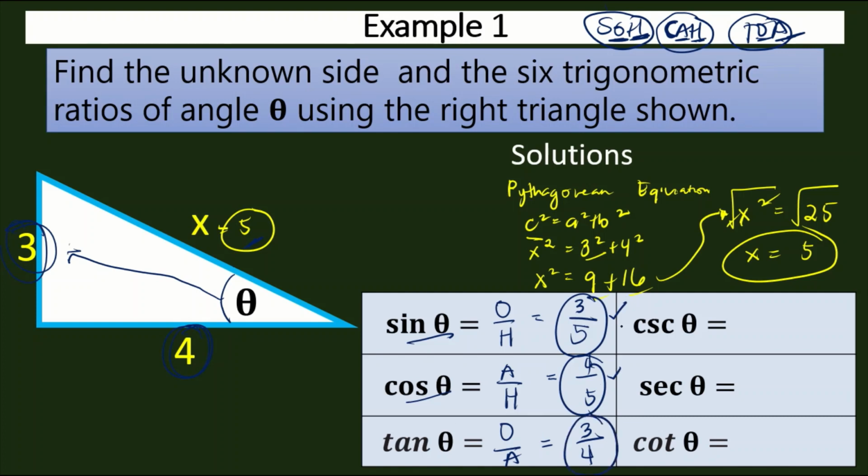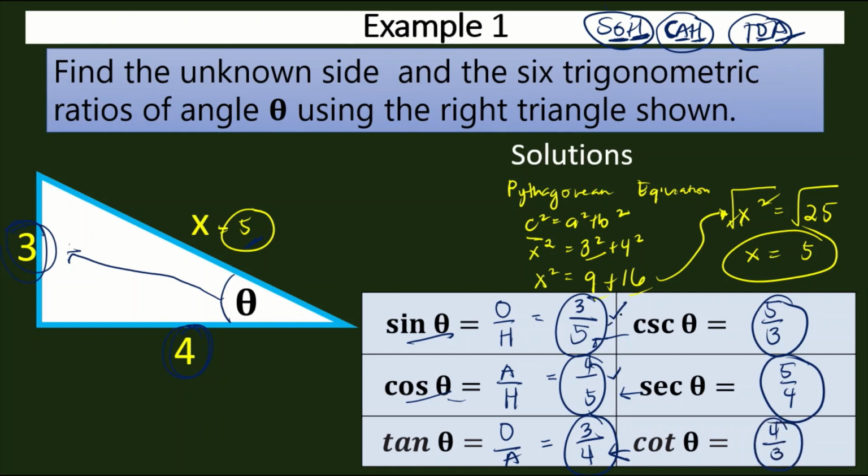To get the cosecant, again, that is the reciprocal of sine theta. So, reciprocate lang natin ang 3 over 5. So, cosecant theta, that is 5 over 3. Ang value ng secant theta ay reciprocal lang ng cosine theta. So, that is why the secant theta is 5 over 4. And the cotangent, that is the reciprocal of tangent theta. So, the cotangent theta is 4 over 3.